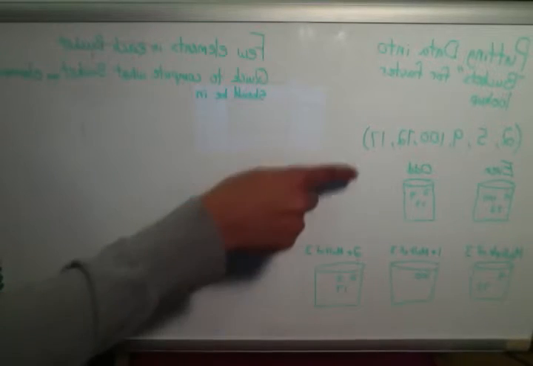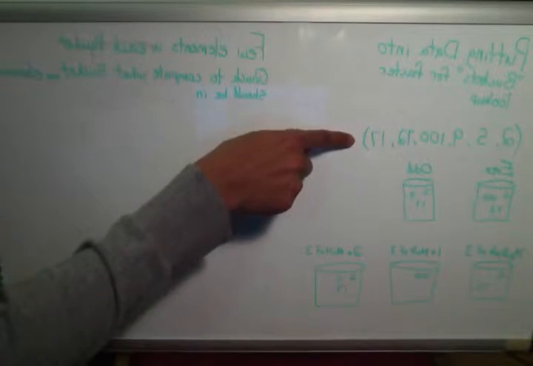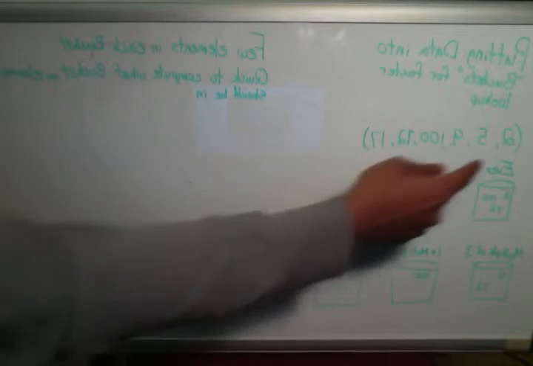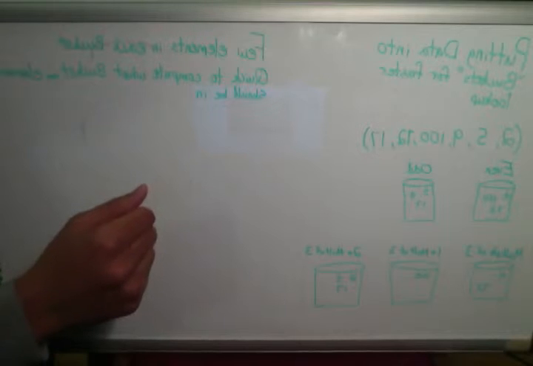For example, if I were to give you this list of numbers right here, and if I were to ask you, John, is 65 in this list, you would have to look through the entire list and tell me that in fact 65 is not.